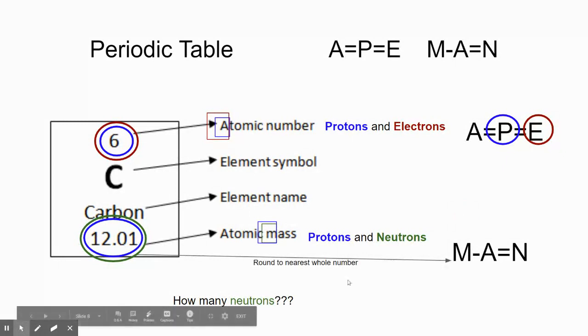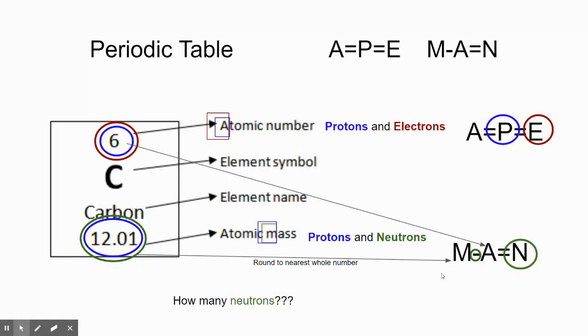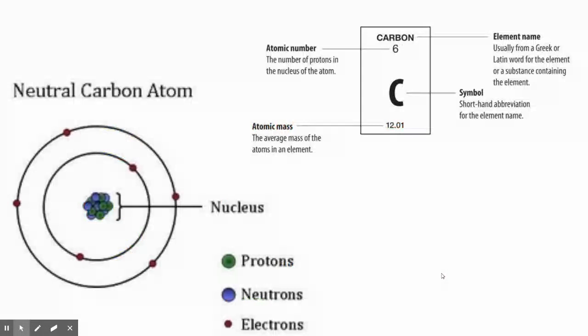Okay? You round to the nearest whole number. You minus the atomic number. And that tells you how many neutrons. Okay, so let's look at this here.